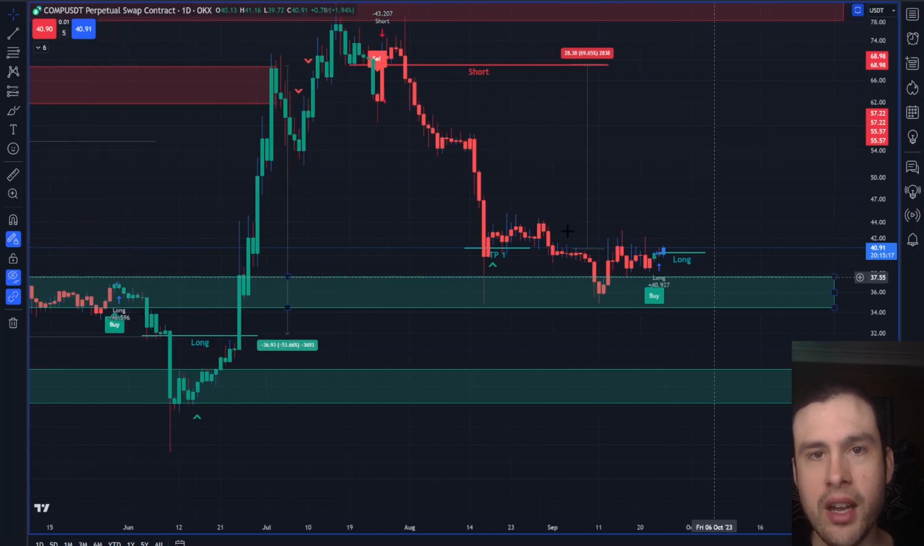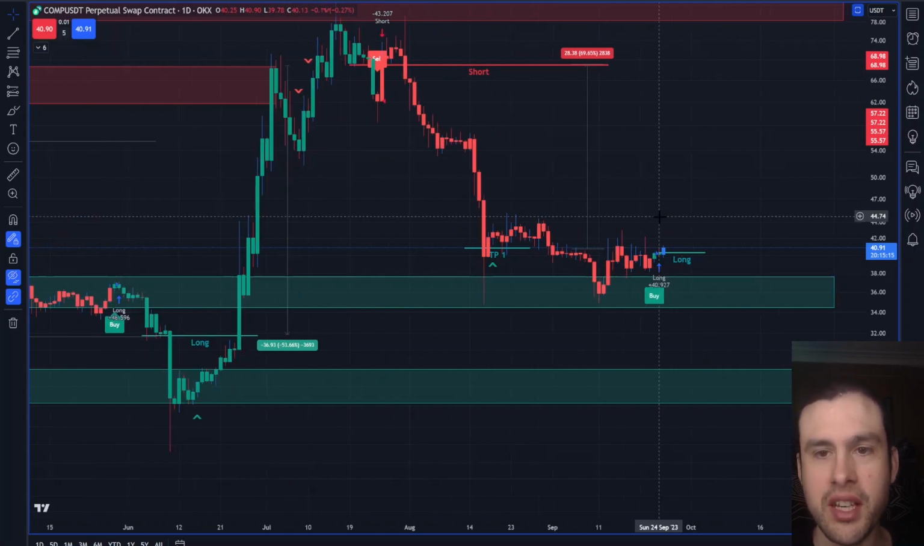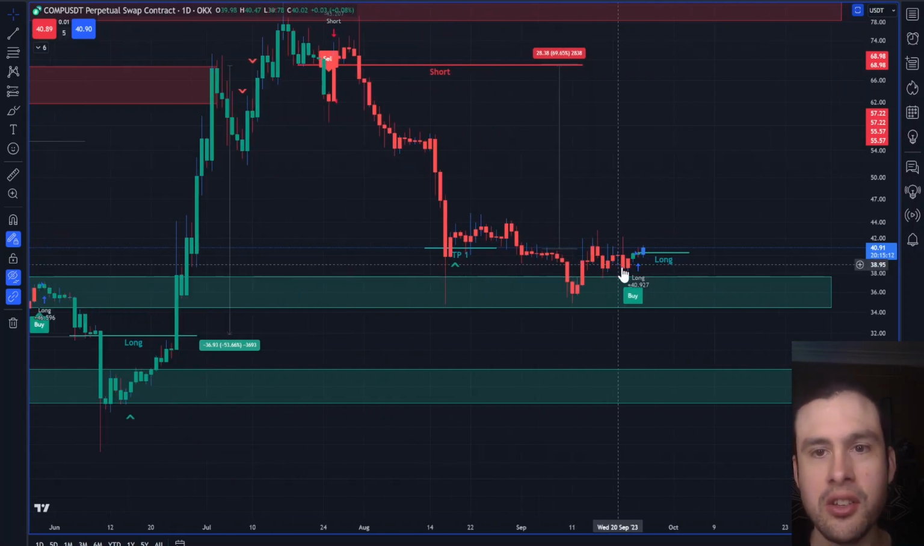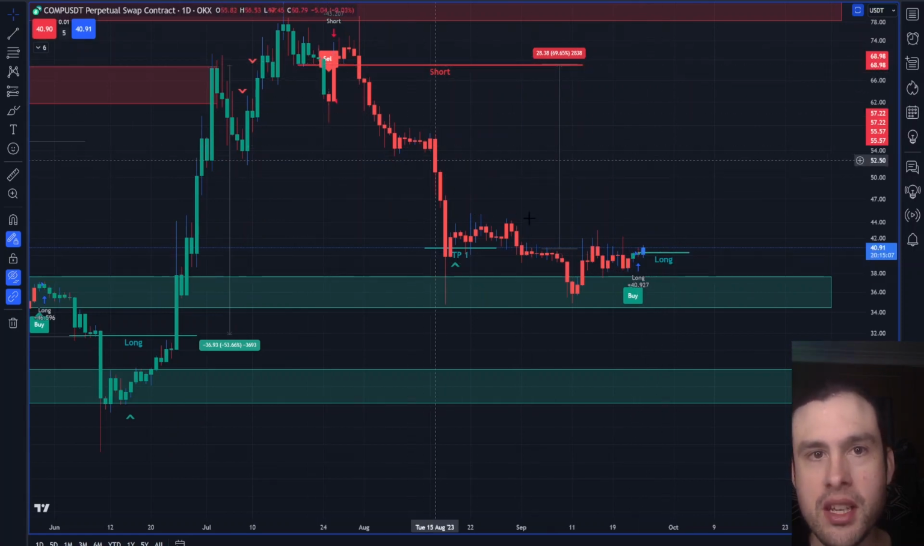I haven't changed anything on these charts. This is pretty much exactly the same as last time I showed this. And the difference is now we have a buy signal. So overall, we got about a 69% profit from the last move and 53% from the last one.